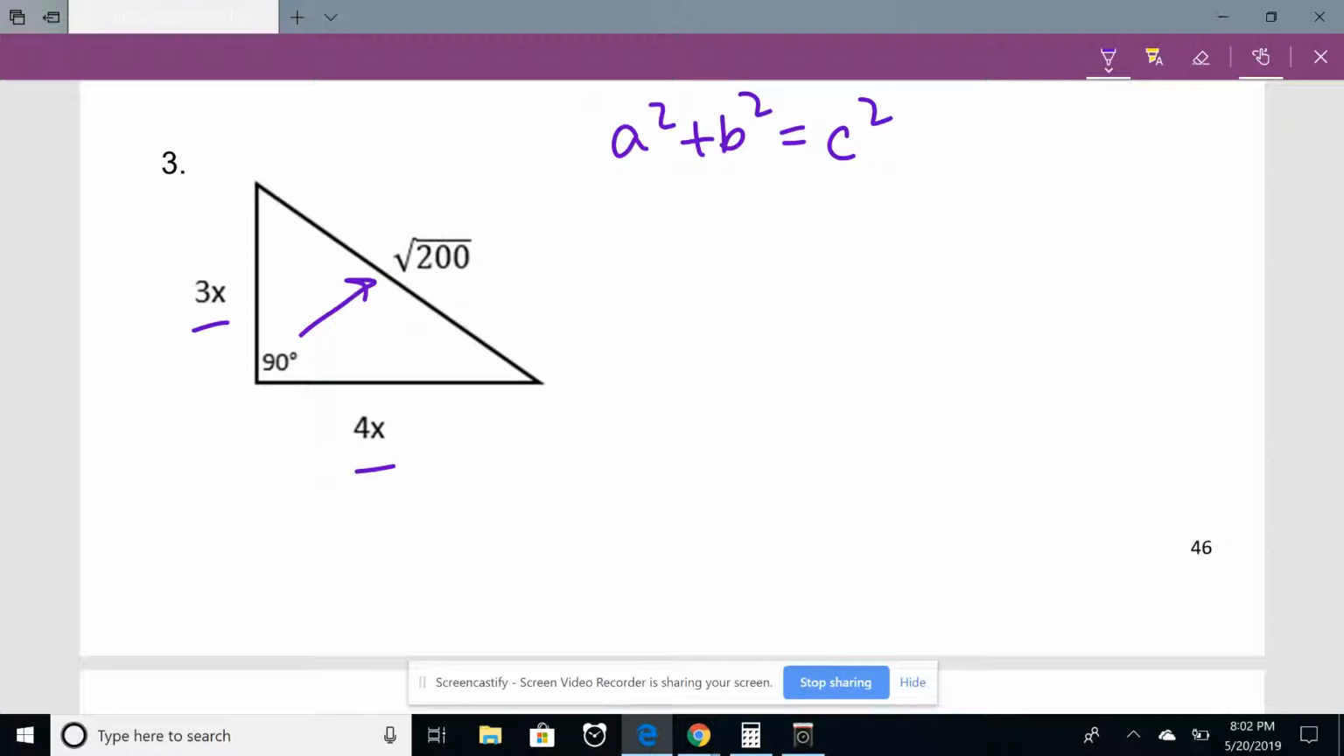My legs are 3x and 4x. Now remember, when I plug these in, I'm going to plug them in parentheses. 4x and 3x, it doesn't matter. 3x and 4x, 4x and 3x. The order doesn't matter with addition. And the square root of 200 squared.